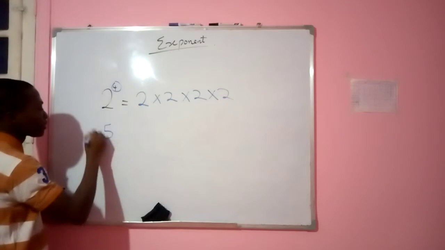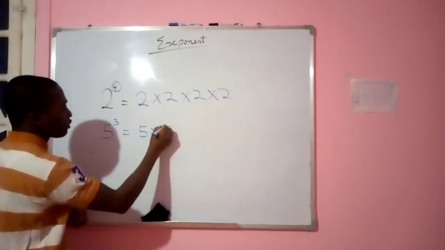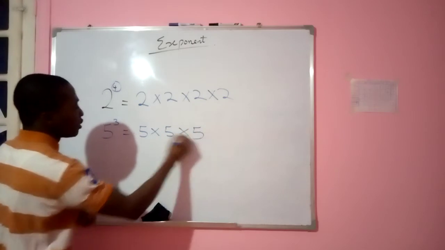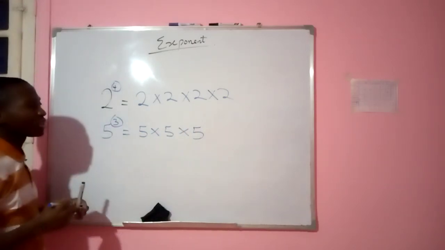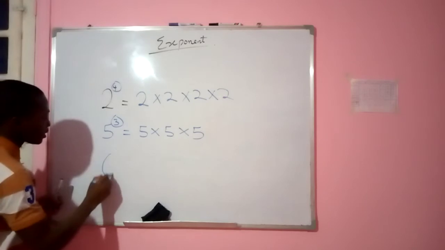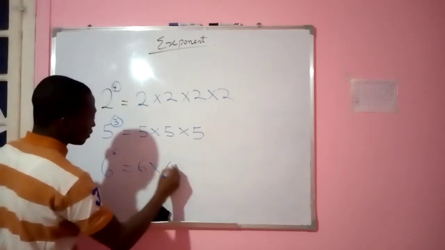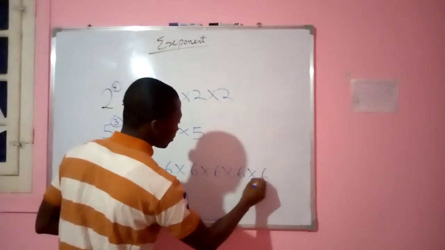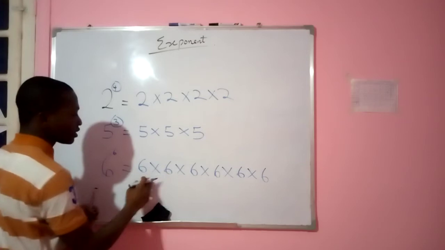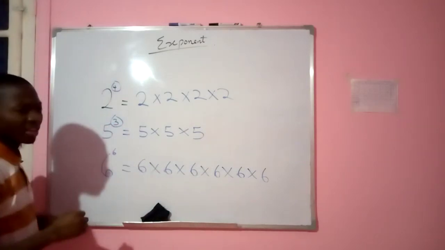We have 5 raised to the power of 3. We have 5 times 5 times 5: 5 times itself 3 times, the number of the exponent here. We have 6 raised to the power of 6. It means 6 times 6 times 6 times 6 times 6 times 6. 1, 2, 3, 4, 5, 6. 6 multiplied by itself 6 times. That is the meaning of the exponent.